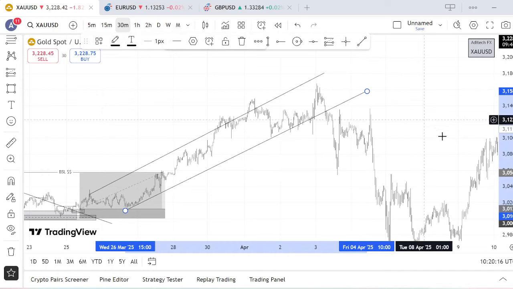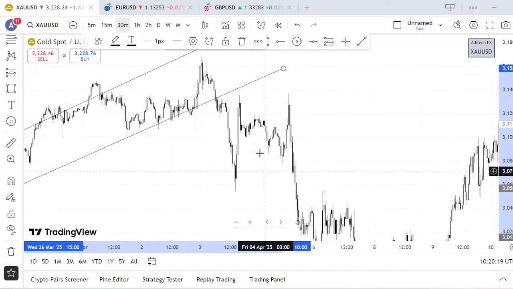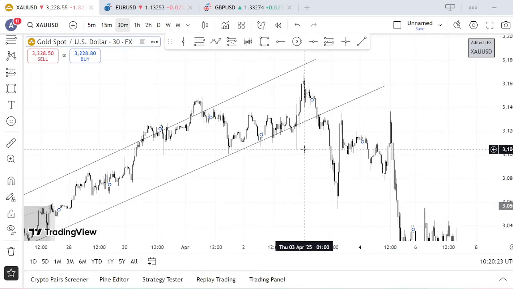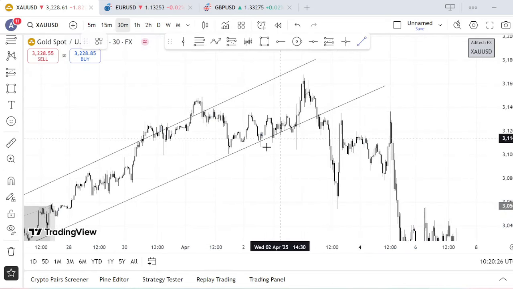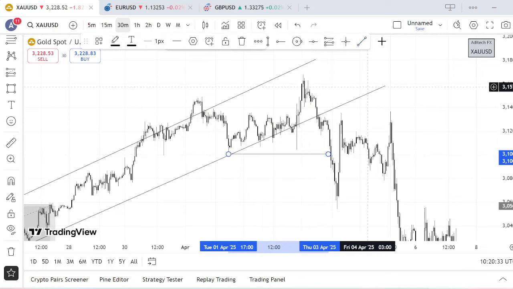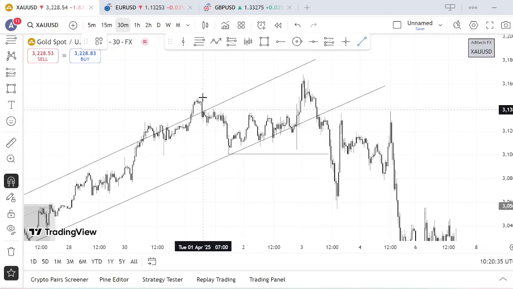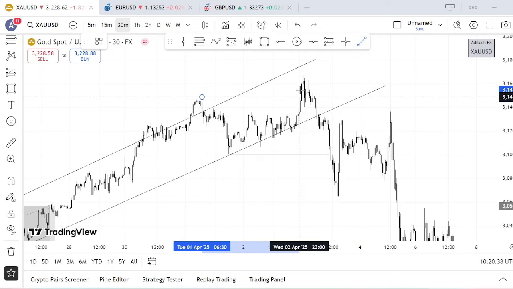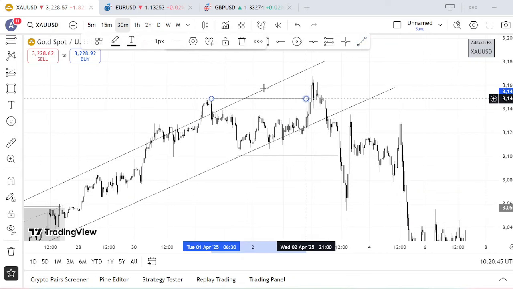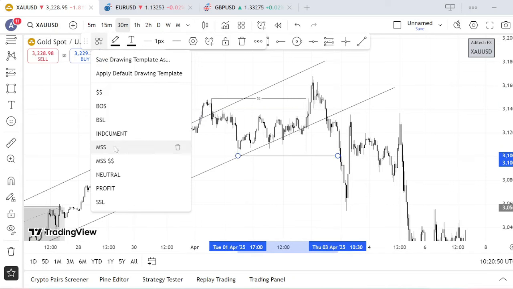So immediately price broke this trend line. This is the first confidence that price is about to fall, right? And price also broke this zone, forming a market structure shift, right? After price has swept liquidity right here and shifted structure.